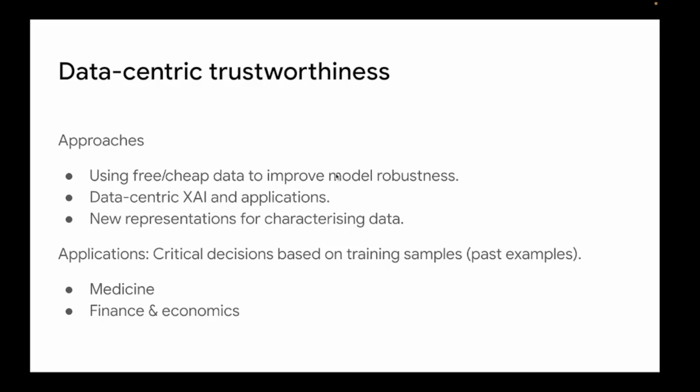Now we call this data-centric trustworthiness, and specific areas of research could be, for example, using free or cheap data to improve model robustness. We can also look into data-centric XAI, like attributing to specific samples in the training set. And I'm also interested in training new representations for characterizing data. There are some applications like medicine, finance, and economics that I'm personally interested in.